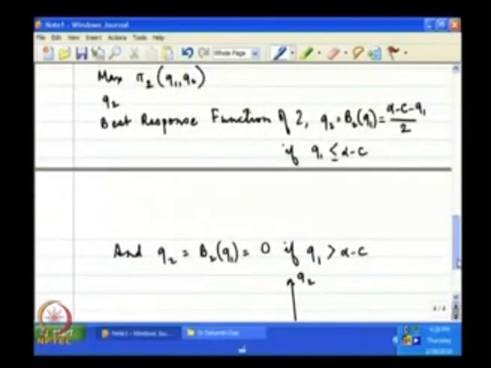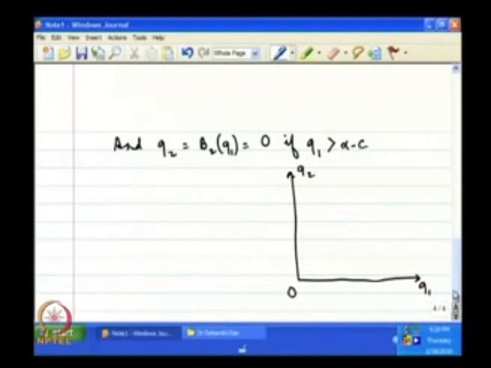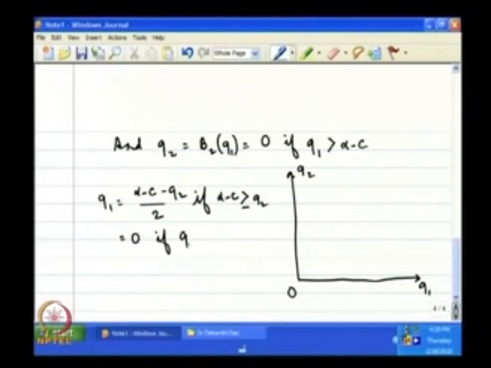And we want to draw the best response function of firm 1, suppose. Now, firm 1's best response function is equal to 0 if Q2 is greater than alpha minus C. So let us suppose this is alpha minus C, and this is also alpha minus C, and this is, suppose, alpha minus C divided by 2.